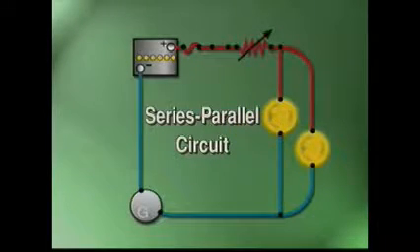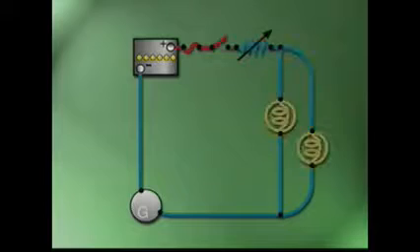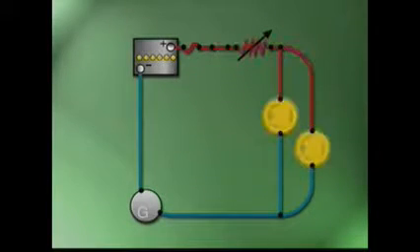Series parallel circuits are just like they sound. The characteristics of both are combined. In this circuit, each bulb has its own power and ground point, but both bulbs are controlled by a switch and a rheostat located in the series portion of the circuit.